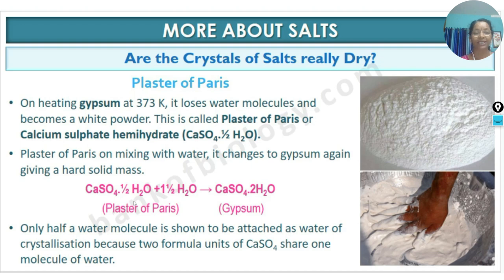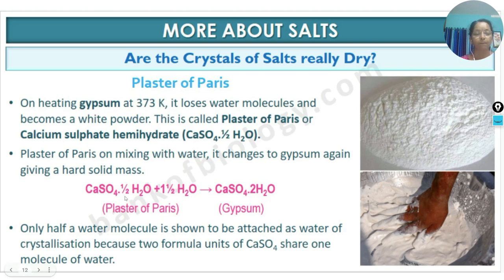What do you have to do? You have to heat gypsum. What is the temperature to be maintained? 373 Kelvin. It loses water molecules and becomes a white powder. We call it plaster of Paris. We have to keep this plaster of Paris in a closed container. Otherwise, it takes water molecules from the atmosphere and changes back to gypsum, from where we have prepared it.